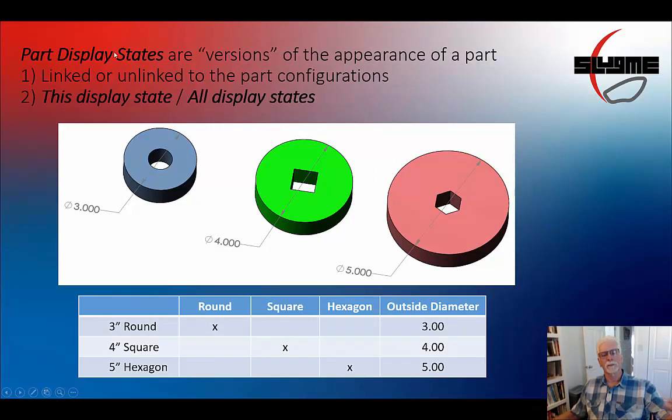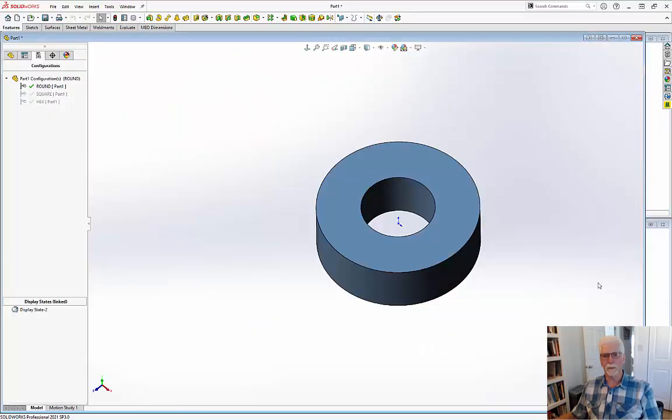So display states are versions of the appearance of a part. So in other words, we can have one appearance is blue, one appearance is green, one appearance is red, etc., and then these display states, there's a tricky setting. You have to say either this display state or all display states, and by default, again, it's going to default to all display states, so you kind of have to pay attention to that. So let's go back to SOLIDWORKS.